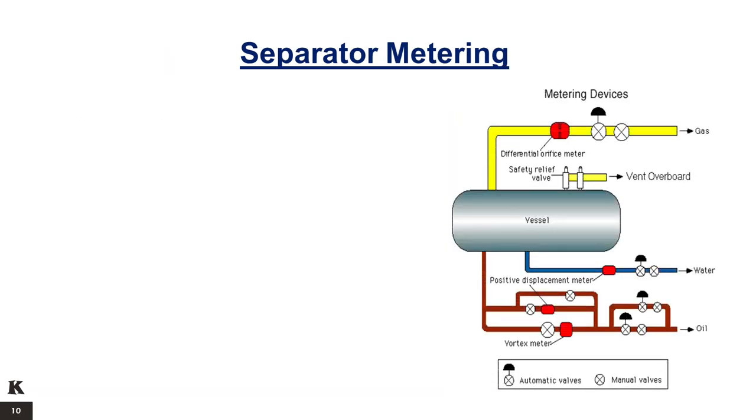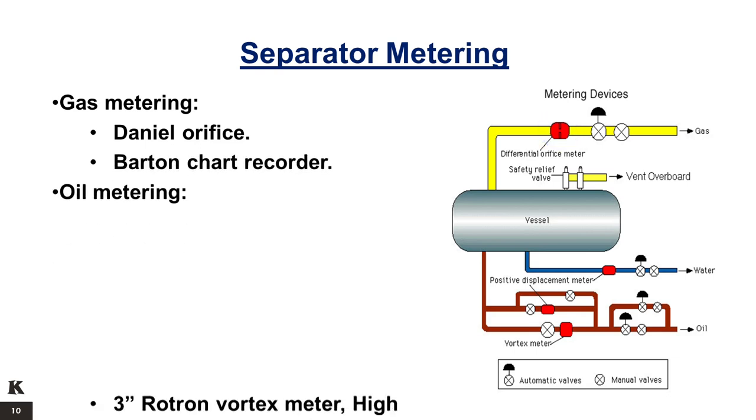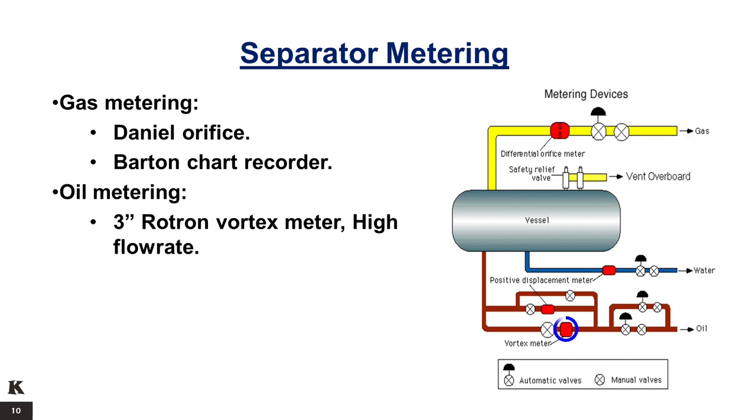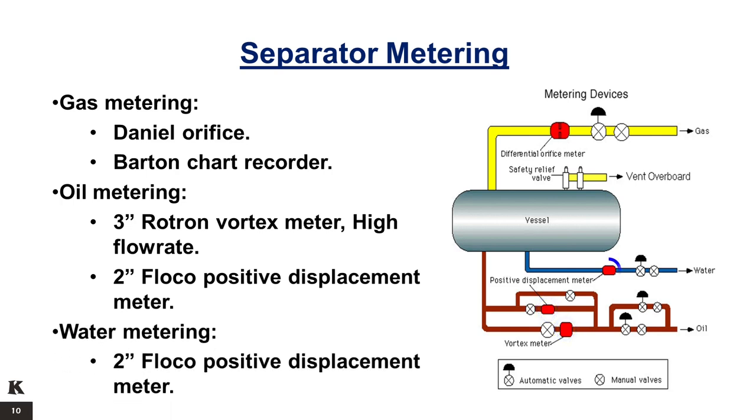The separator is used to meter the different phases of the effluent: oil, water, and gas. The gas metering consists of a Daniel orifice and a Barton chart recorder. The oil metering consists of a 3-inch Rotron vortex meter for high flow rates and a 2-inch Floco positive displacement meter for low flow rates. The water metering consists of a 2-inch Floco positive displacement meter.